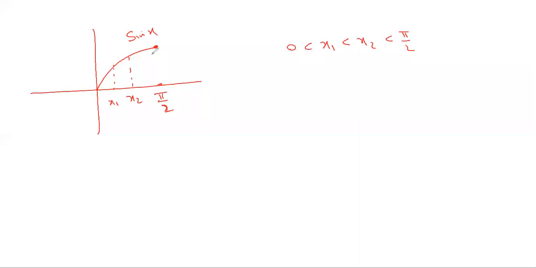Take your familiar function sin x between 0 to pi by 2. If x1 is less than x2, then sin x1 is less than sin x2. If you want, you can see that in the graph also. Sin x1 is less than sin x2 because it is an increasing function. Whereas for the same sine, if you take between 0 to pi, it is a decreasing function. Suppose you take some t1 and t2.